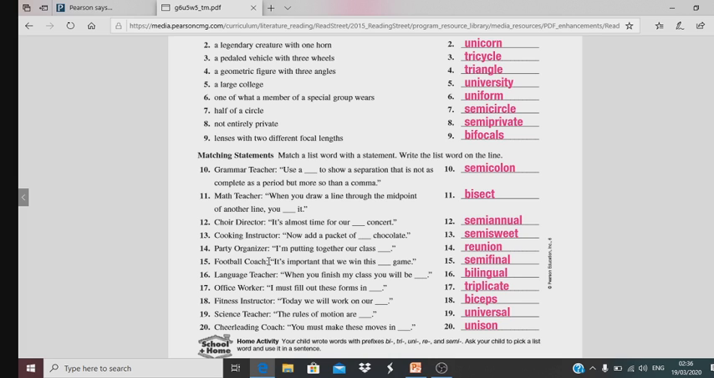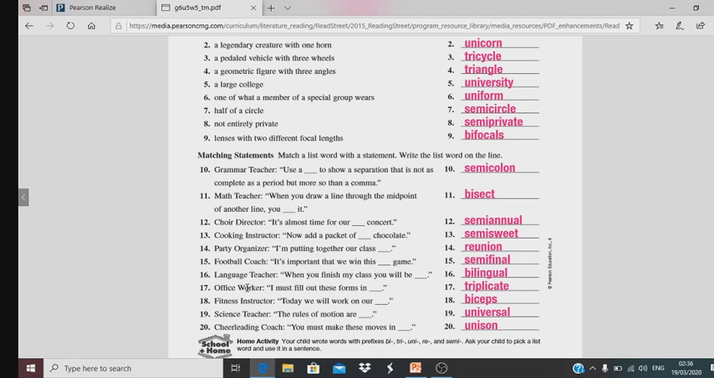Football coach: it's important that we win this game. So it's something related to a game and especially before the final game. So we call it semi-final. Language teacher: when you finish my class, you will be bilingual. It means that you can speak two different languages.